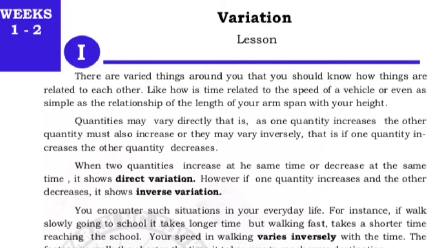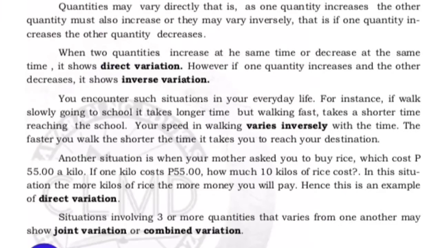When two quantities increase at the same time or decrease at the same time, it shows direct variation. However, if one quantity increases and the other decreases, it shows inverse variation. You encounter such situations in your everyday life.